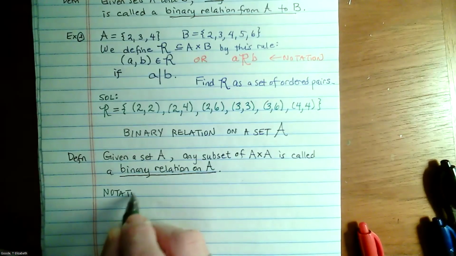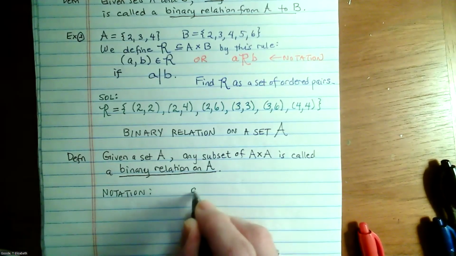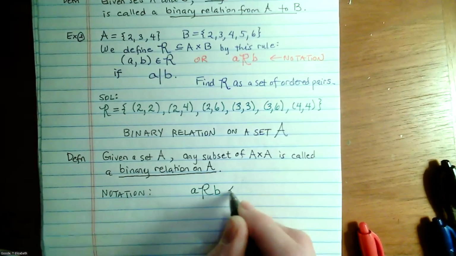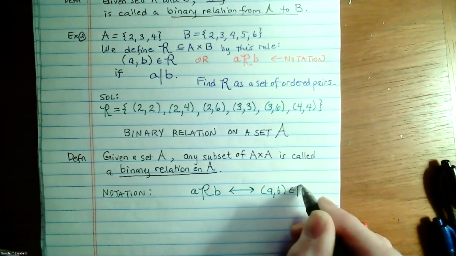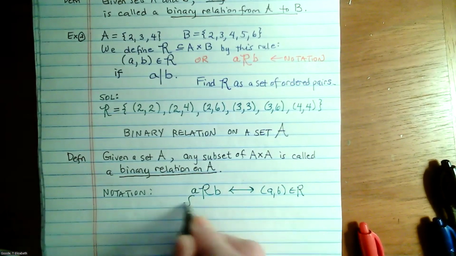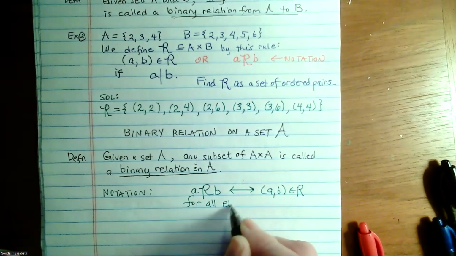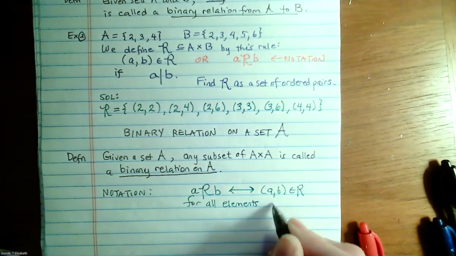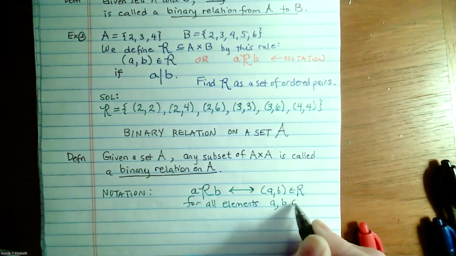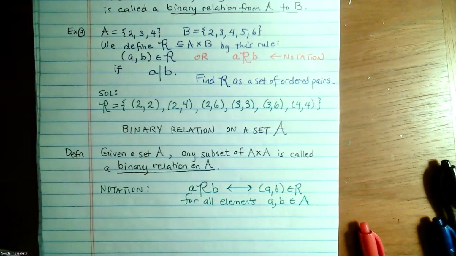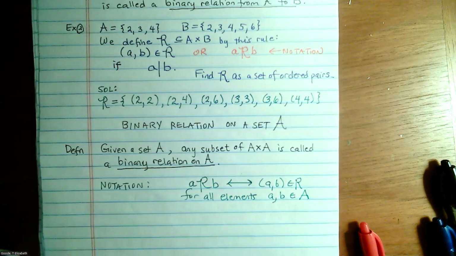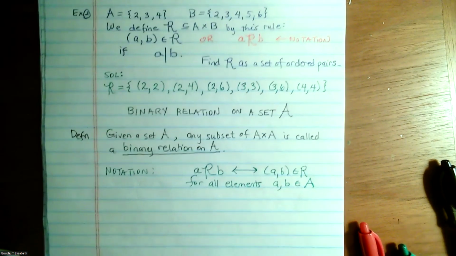And here's some notation. Again, we say a is related to b if and only if the ordered pair a, b is in the relation. And this is for all elements, little a and little b, coming now from set A. Both of these little coordinates come from the same set. So let's look at another example now.